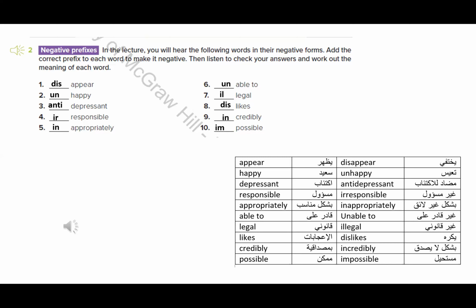Appear, disappear, happy, unhappy, depressant, antidepressant, responsible, irresponsible, appropriately, inappropriately, able to, unable to, legal, illegal, likes, dislikes, credibly, incredibly, possible, impossible. You must write the words, with a paper and a pen. Stop the video and write them first, in a minute or two, and then come back and continue the video, so you can benefit from the lesson fully. Let's go on.